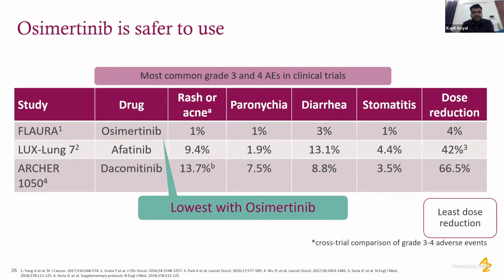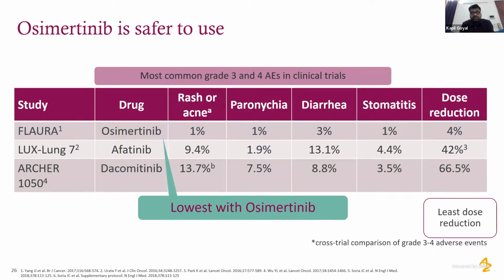If we look at the safety data in the FLAURA trial, LUX-Lung and ARCHER trials, rash or acne was most common with dacomitinib, in 14% of patients. With osimertinib, it is only 1%. If we look at paronychia, it is a similar situation. If we look at diarrhea, afatinib is toxic, with 13.1% of patients, while only 3% of patients in the FLAURA trial had diarrhea. Stomatitis, only 1% of the patients. It was 4.4% in the LUX-Lung 7 trial. In the ARCHER trial, it was 3.5%.